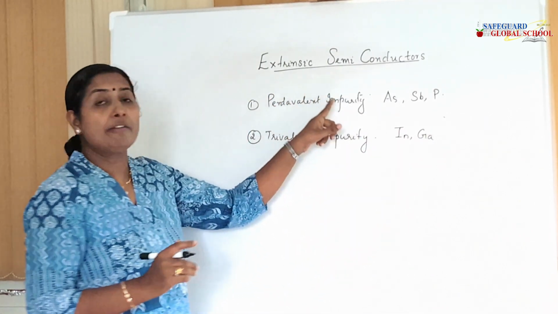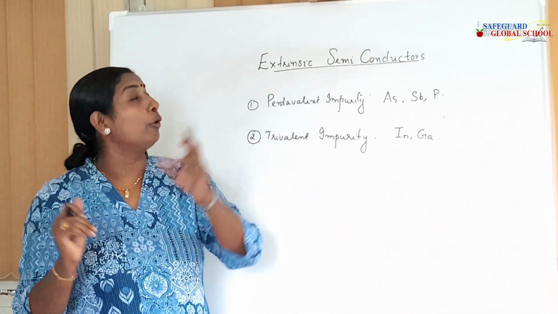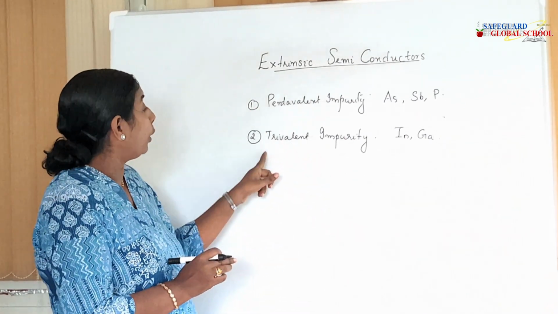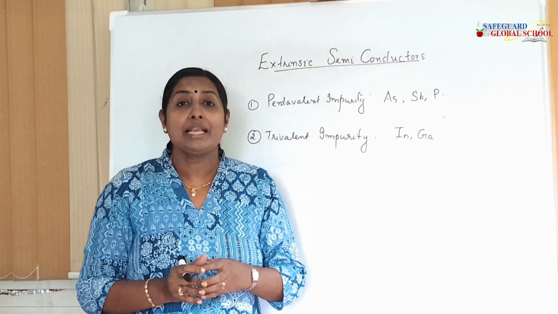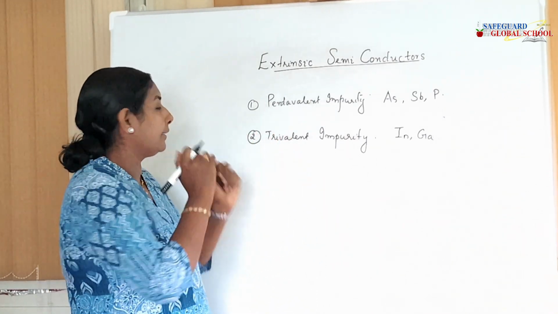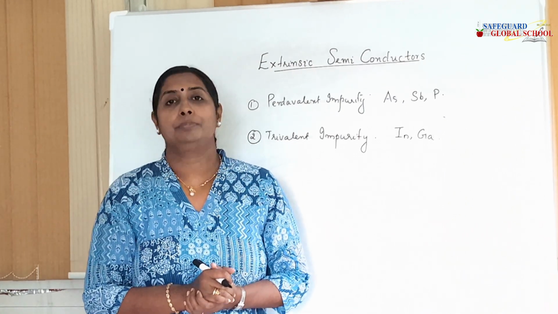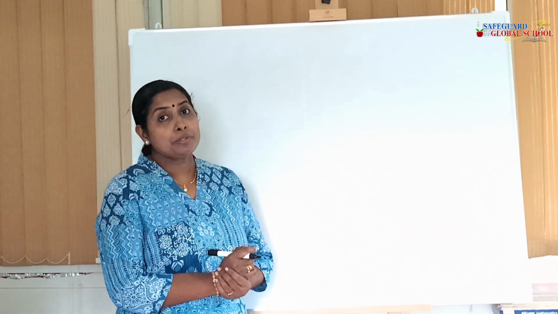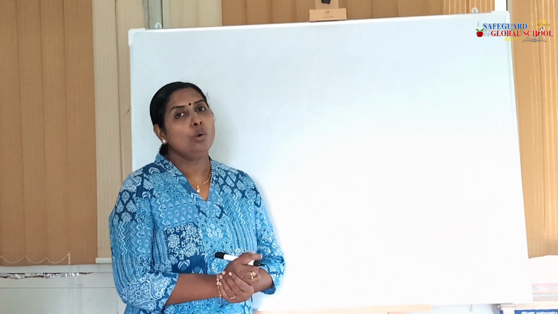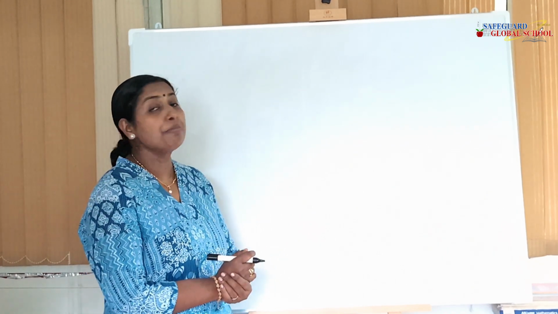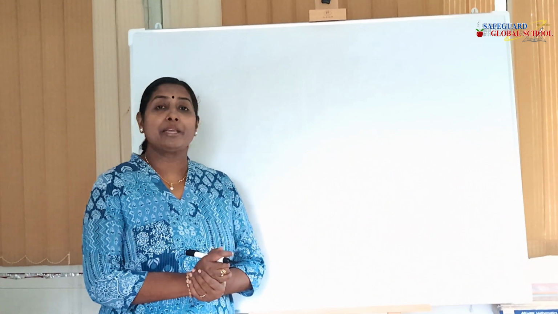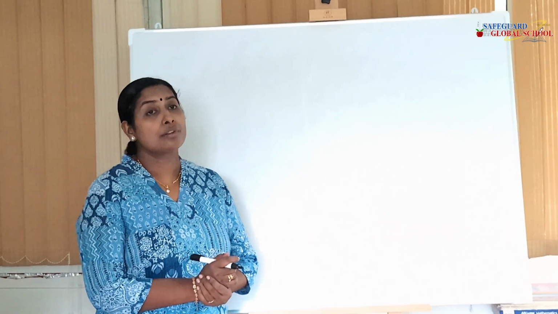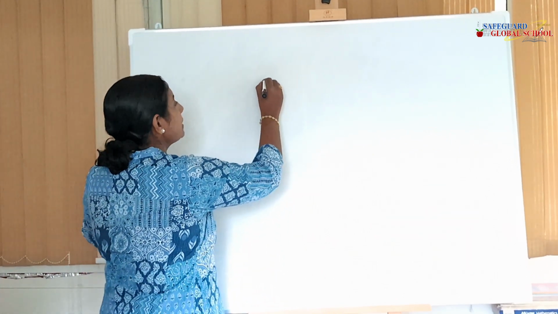So, by doping a pentavalent impurity, we are creating one type of extrinsic semiconductor, which we call an N-type semiconductor, and by doping a trivalent impurity, we are creating another set of semiconductors, which is called a P-type semiconductor. So, the types of extrinsic semiconductors are N-type semiconductor and P-type semiconductor. Now we will deal with how an N-type semiconductor is produced. An N-type semiconductor is produced by adding a pentavalent dopant to the silicon crystal. So, let us study about it.